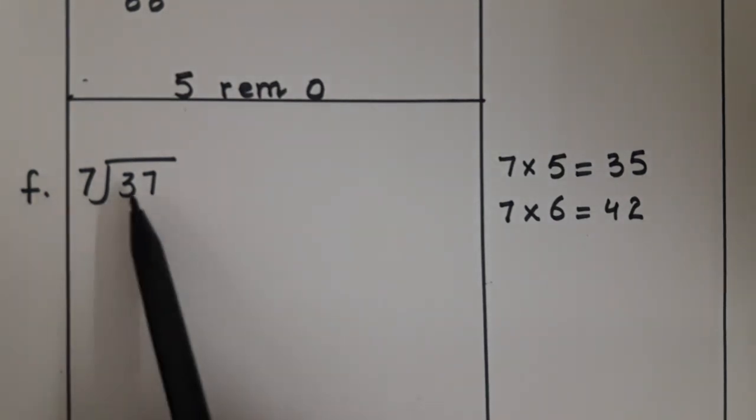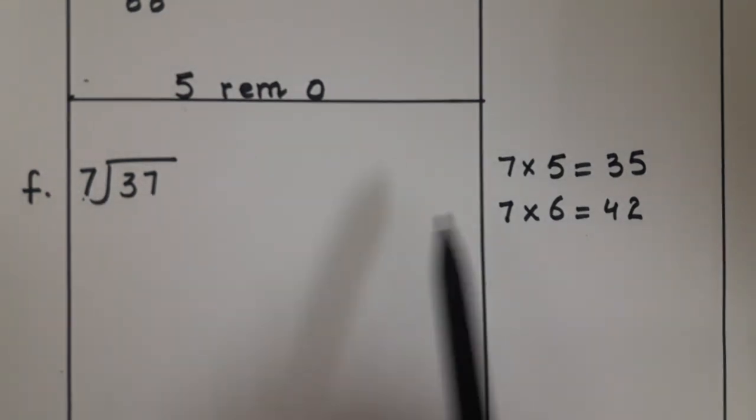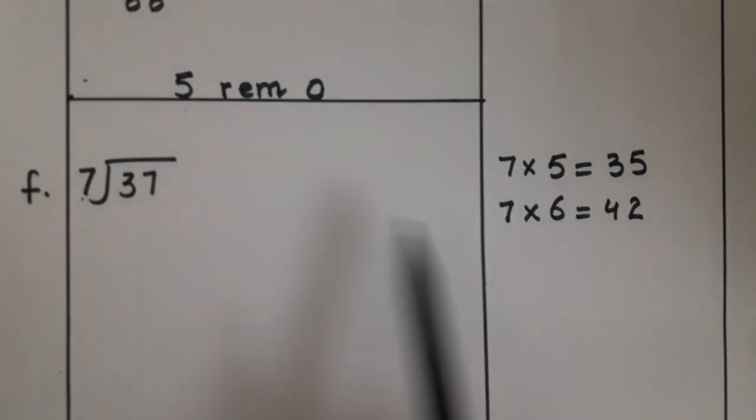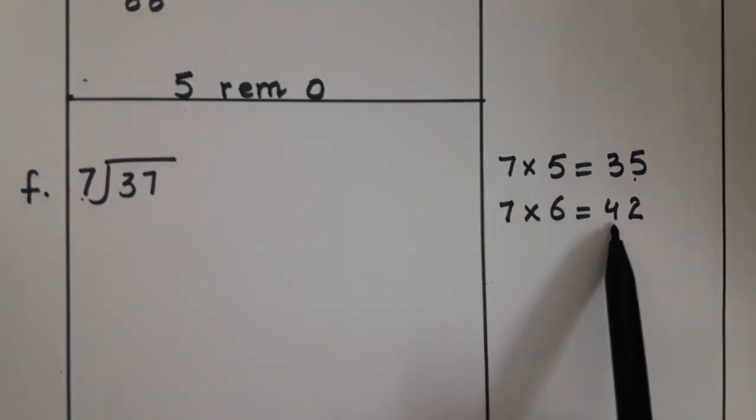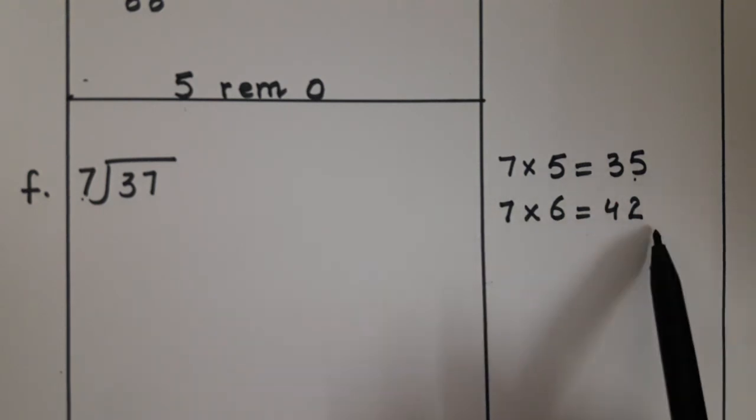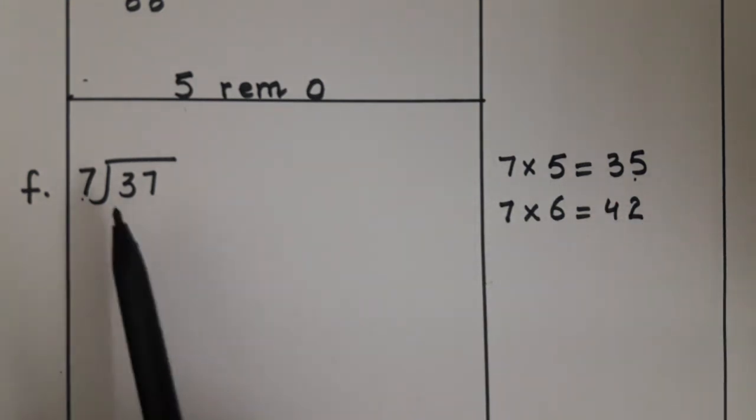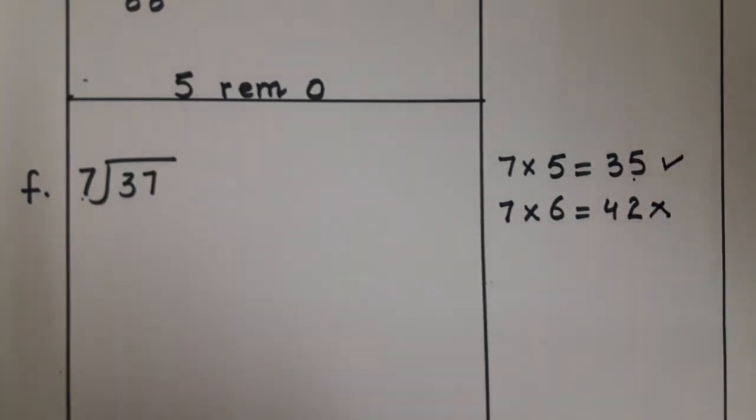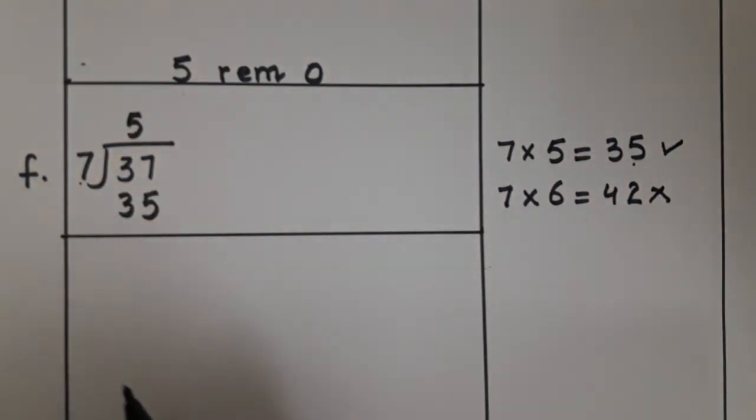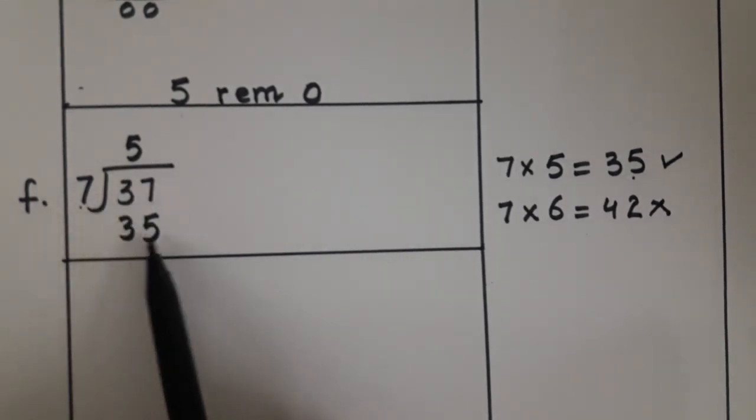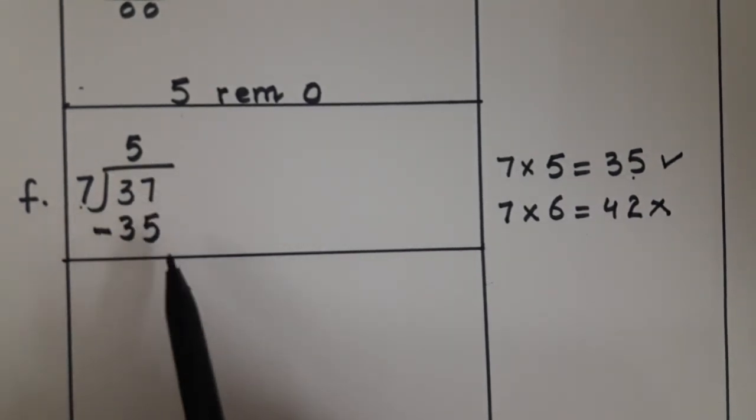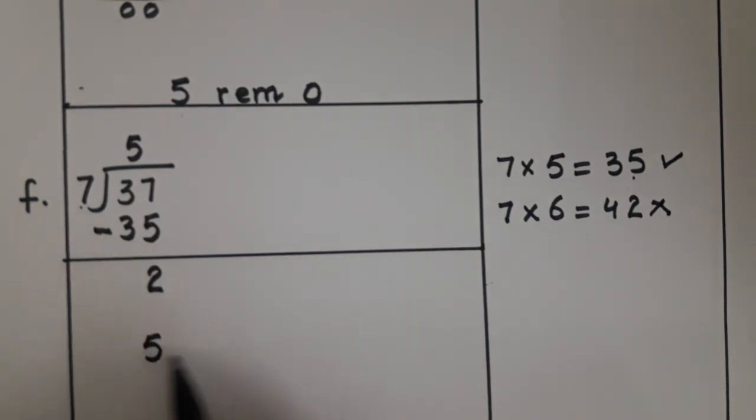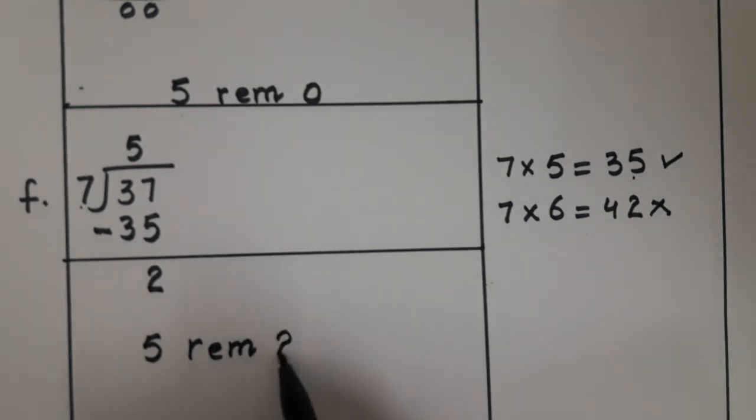The next question is 37 divided by 7. So read the table of 7. 7 fives are 35 and 7 sixes are 42. You can also write the full table. So 42 is the greater number, so we will not pick this number. We will pick 35. So 7 fives are 35. Now we will subtract it. 7 minus 5 is 2. So our answer is 5, remainder 2.